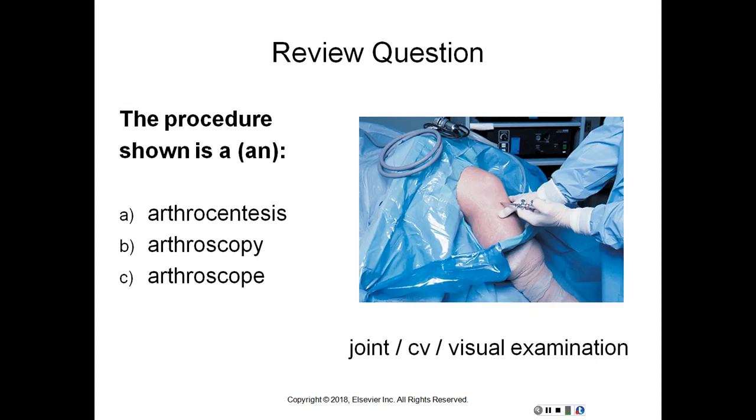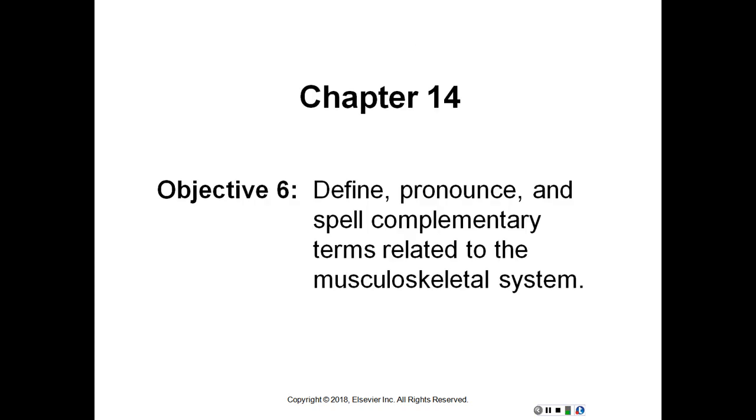So the procedure shown here is an example of what, and so hopefully you are choosing B for arthroscopy. They are giving you the breakdown of it right here. And then that was pretty short, so let's just go with Objective 6.